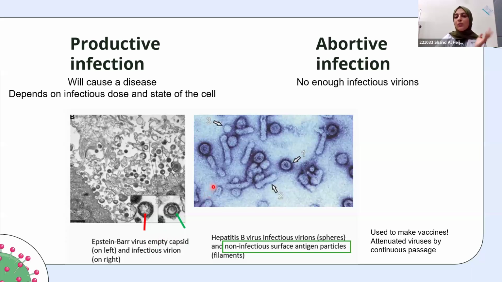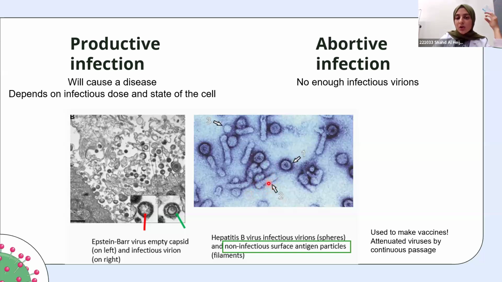Meanwhile, you also have something called abortive infection. In abortive infections, you do not have enough infectious virions. As you can see here, this is a microscopic image of hepatitis B virus. Those spheres have the surrounding capsid, and they also have the genomic material. So this is viable. This can cause infection. This is an infectious virion. Meanwhile, you also have those filaments. Those are non-infectious surface antigen particles. They only have the surface antigen particles, but they do not have the genome.